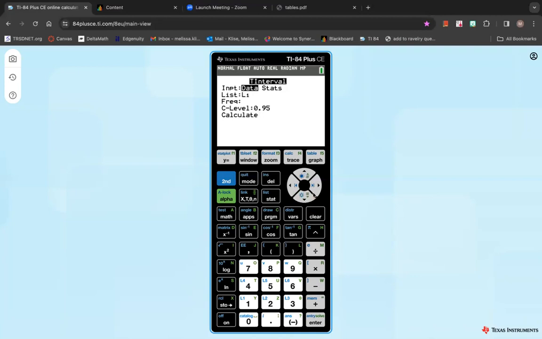Frequency, we don't need anything in there. Oh, it requires me to have 1. So just put 1 in your frequency list if it's not already there, where it says FREQ. So we're just counting everything one time. My list is L1. My confidence level is 95%. So put that in there.